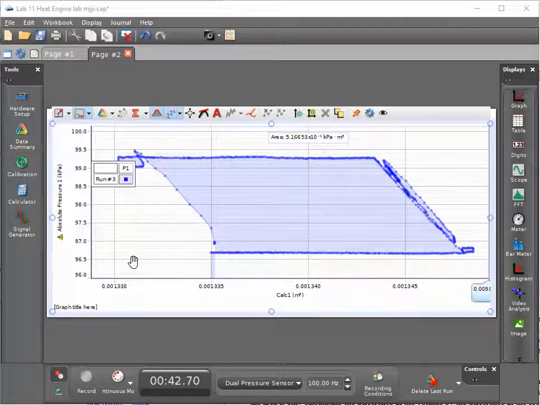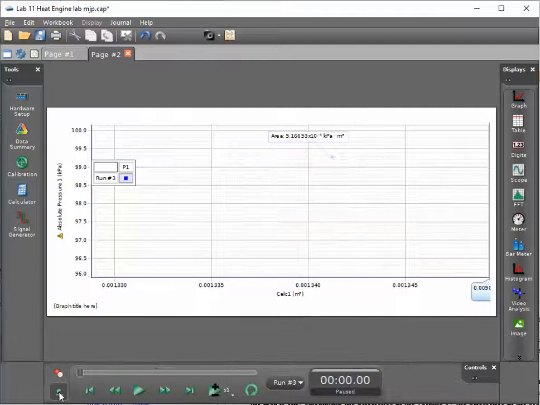Because of this, and its position all the way up at over 96 on my vertical axis, this small area on the graph contributes significantly to the area that's recorded. So to fix that, I'm going to select the playback mode at the lower left-hand side.